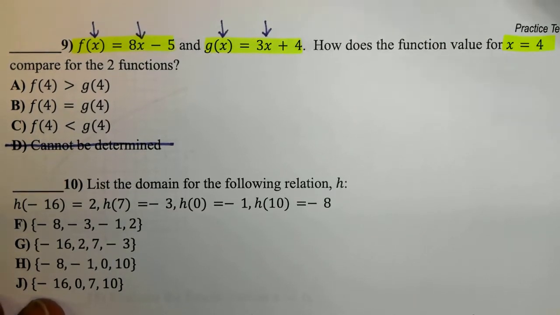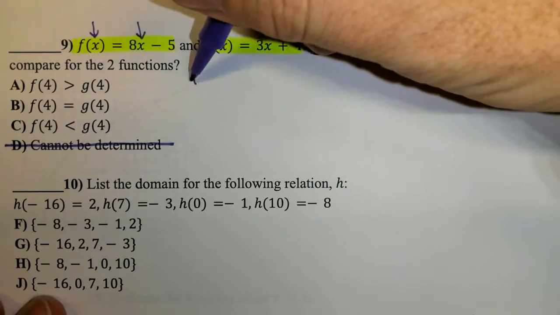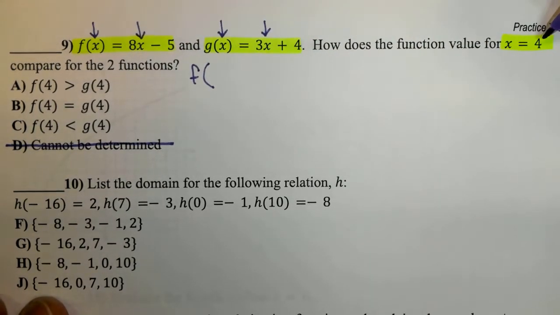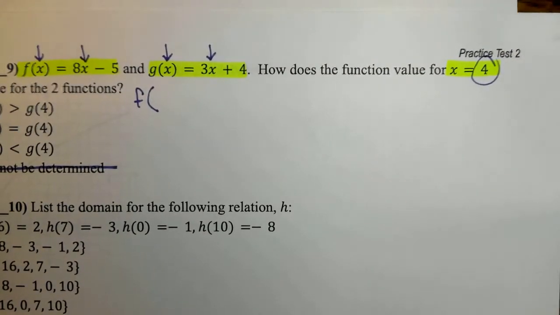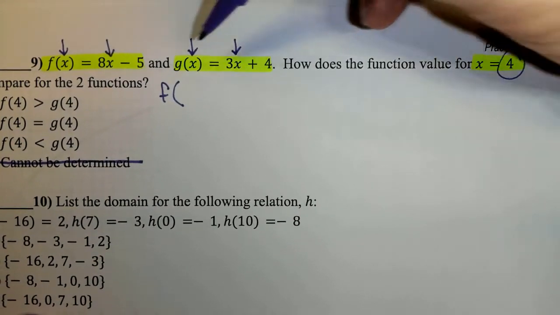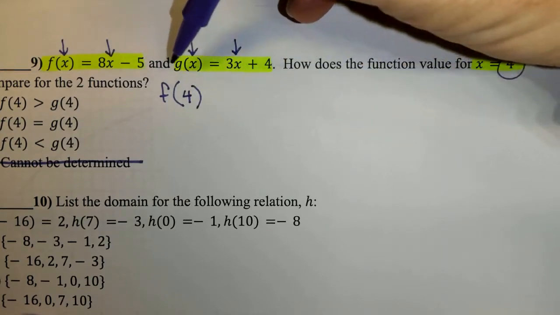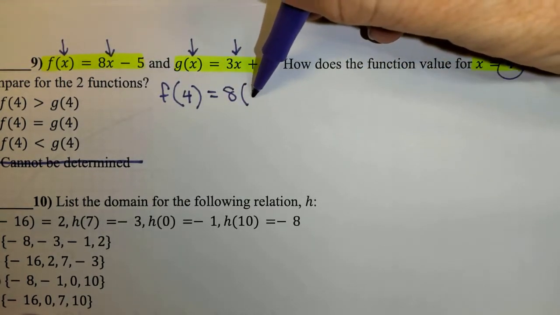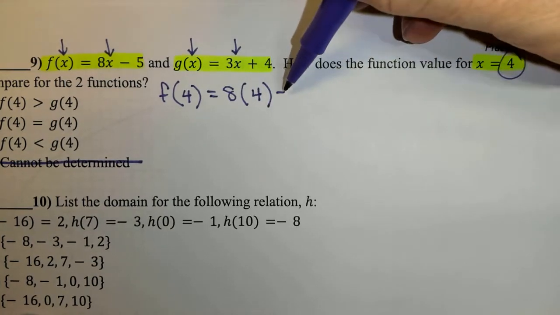So here's what I'm going to do. I'm going to go ahead and do f of, now where I see x, right? I change it. I'm changing it to 4. So instead of f of x, I do f of 4 equals 8x is 8 times my x, which is 4, minus 5.